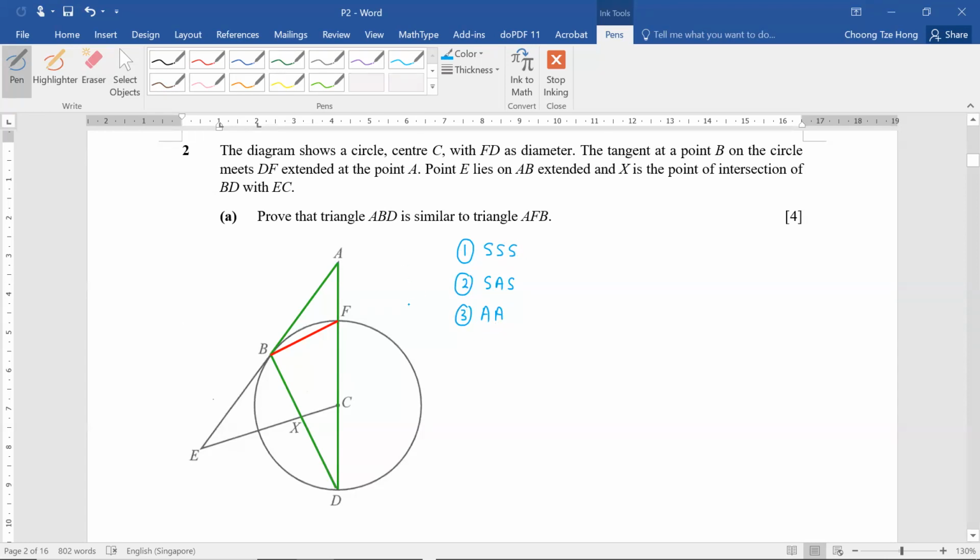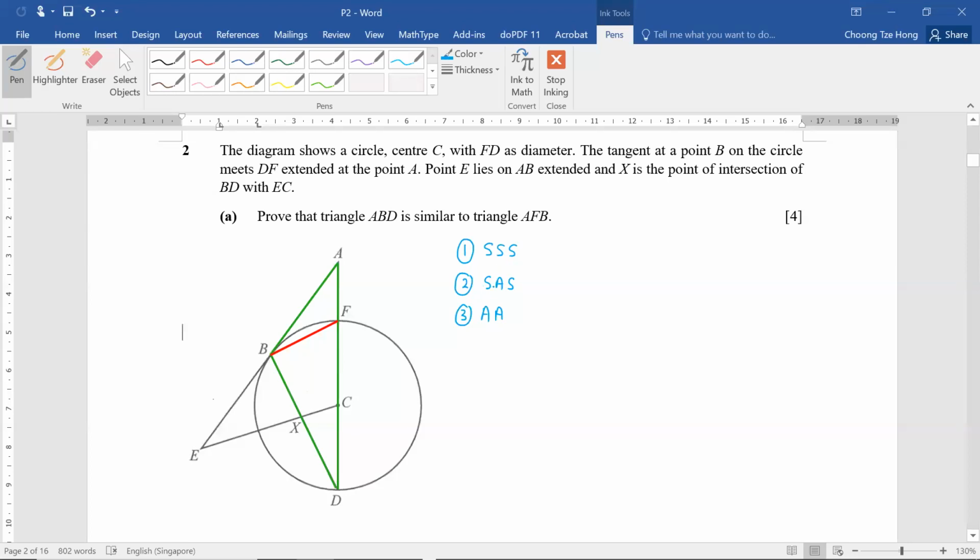If you look at this question, no lengths are given. The lengths of the sides are not given in the question. So if you see a question whereby there are no lengths given, then it's unlikely to be SSS or SAS. For SSS, you need to prove that the ratio of 3 corresponding sides of the 2 triangles are equal. Since no lengths are given, you will not be able to find any ratio, so you will not be able to use SSS.